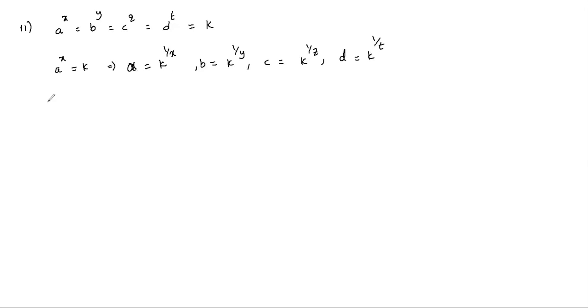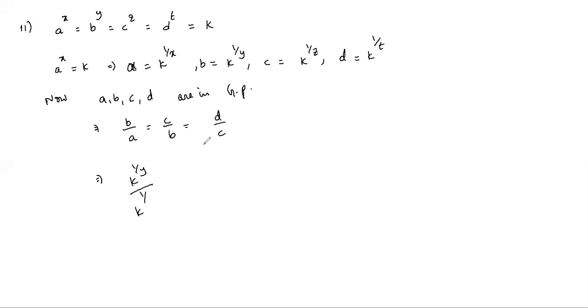Now, one more condition is given: a, b, c, d are in GP. If a, b, c, d are in GP, ratios are the same. b by a equals c by b equals d by c. b by a is k power 1 by y by k power 1 by x, k power 1 by z by k power 1 by y, k power 1 by t by k power 1 by z.